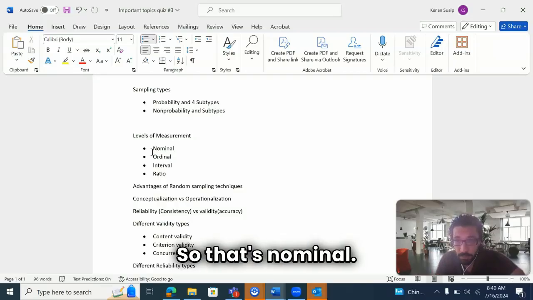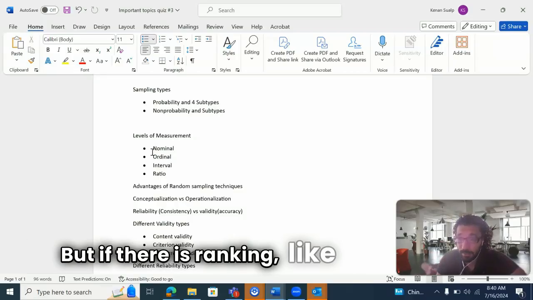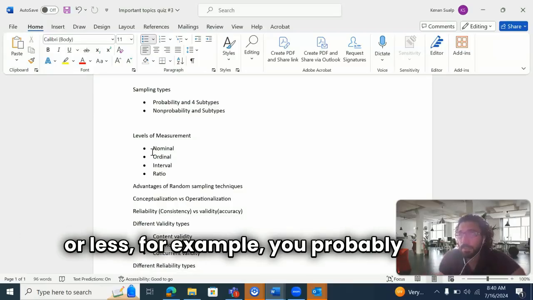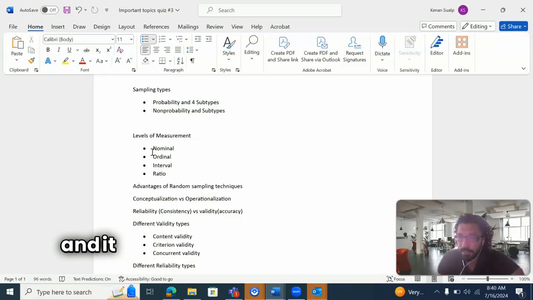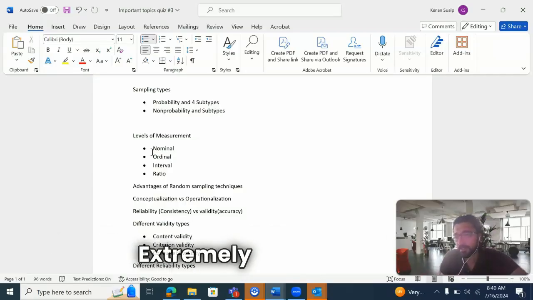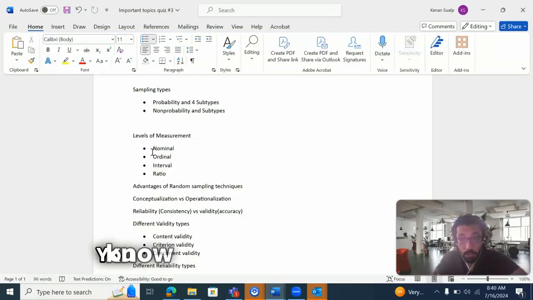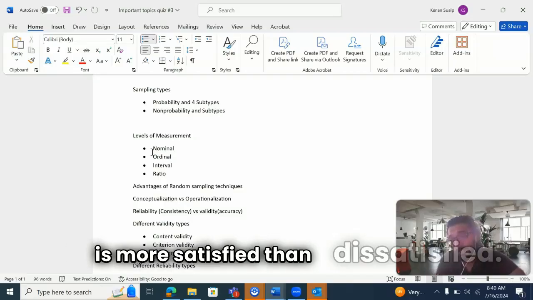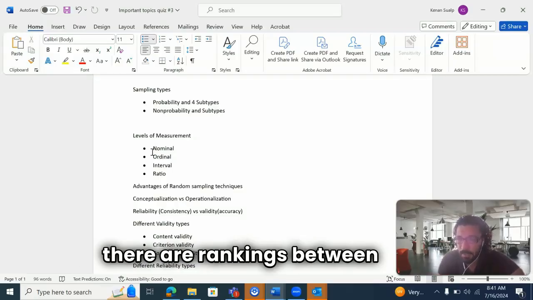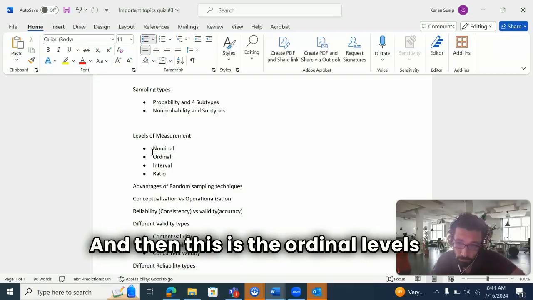So that's nominal. But if there is ranking, like if there is more or less, for example, when you probably took a questionnaire before and it says how satisfied you are with the services, extremely satisfied, extremely dissatisfied. You know that extremely satisfied is more than dissatisfied. So there are more and less, there are rankings between that. And this is the ordinal level of measurement.